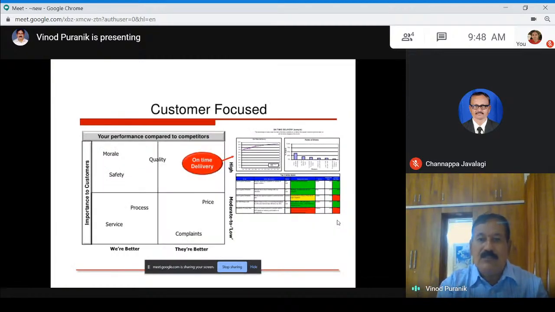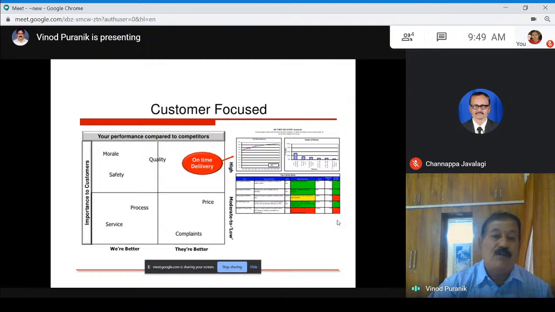Then, the customer focus. This is the importance to the customers, from high to moderate to low. You see where we are here. So look at your performance compared to the competitors. That's very important, because Six Sigma not only helps us improve the position of the organization, but at the same time we have to compare our performance with the competitors.